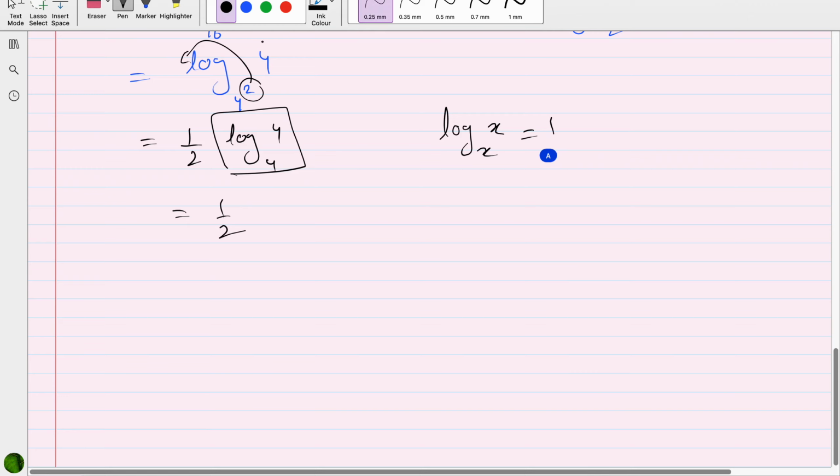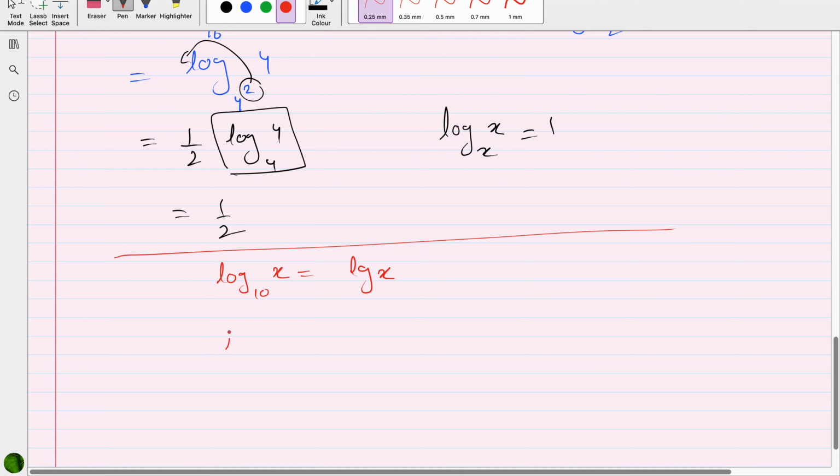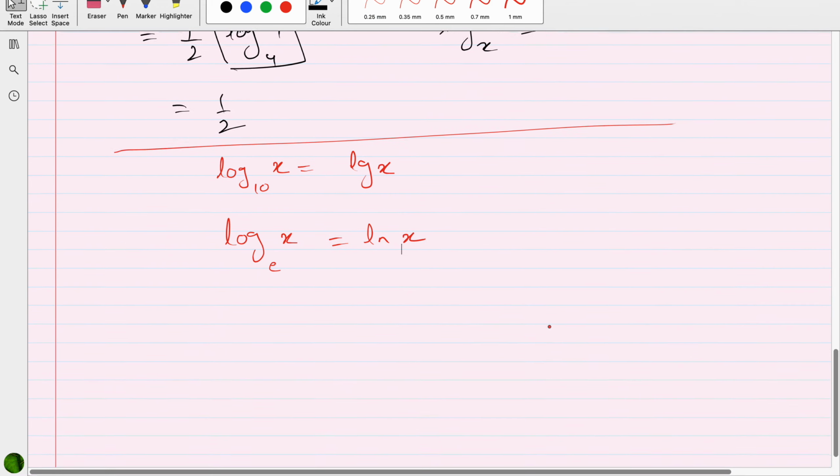Short forms for few basic terms could be like log. When we know that base is 10, we can write lg x. Log, when we know the base is e, we can write ln. So ln is understood that base is e for the log.